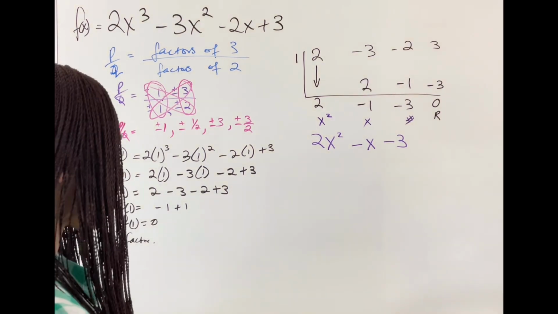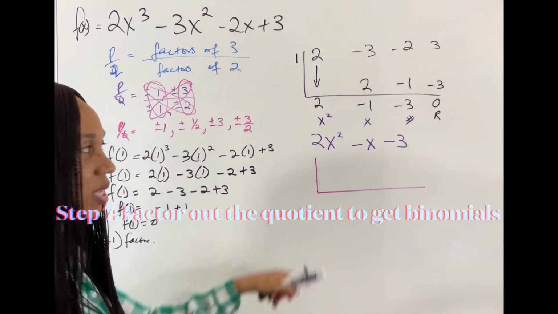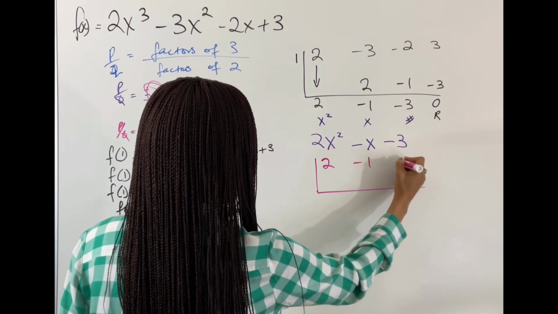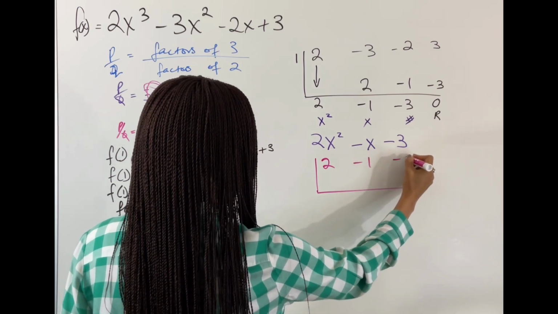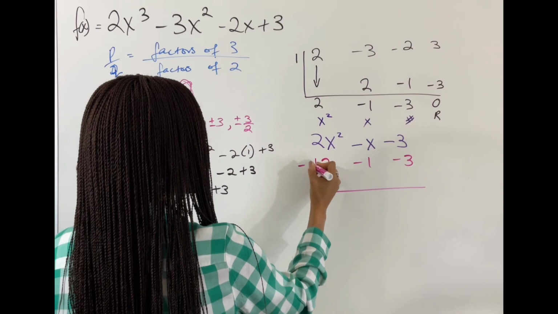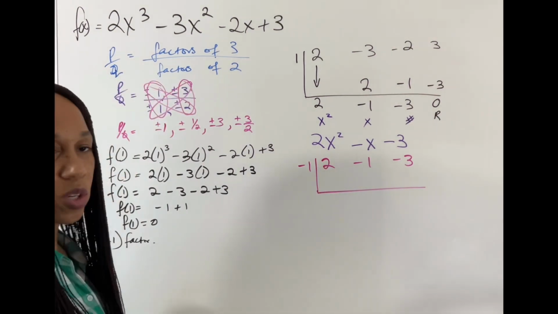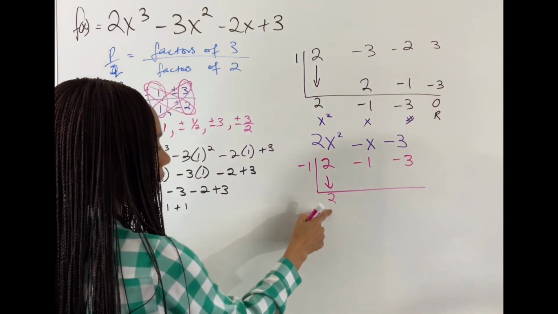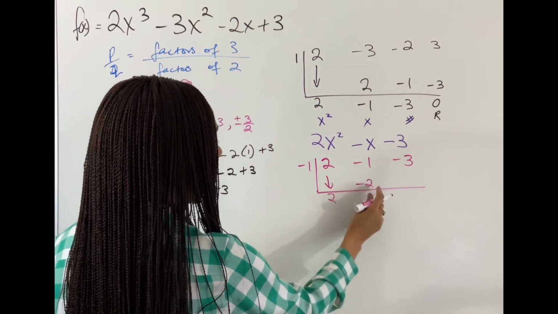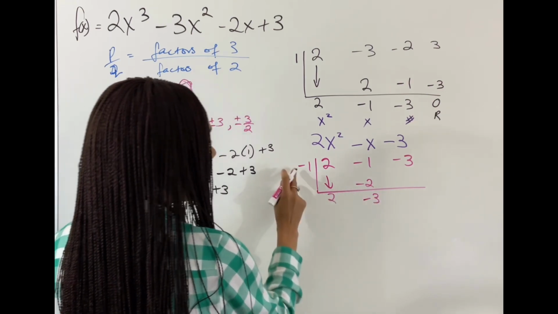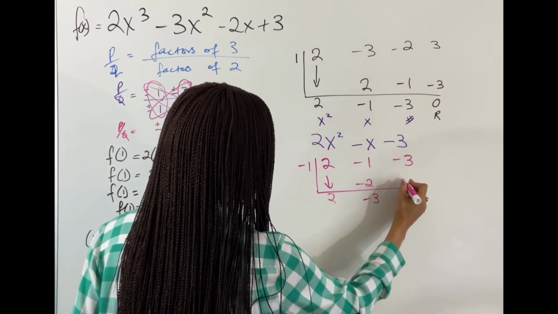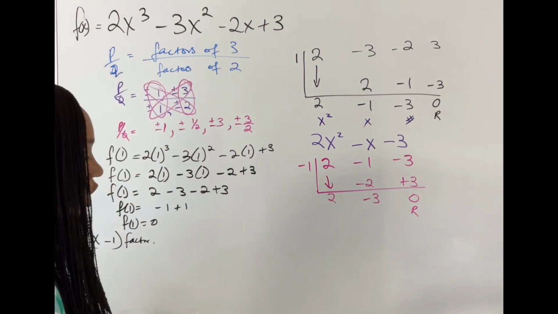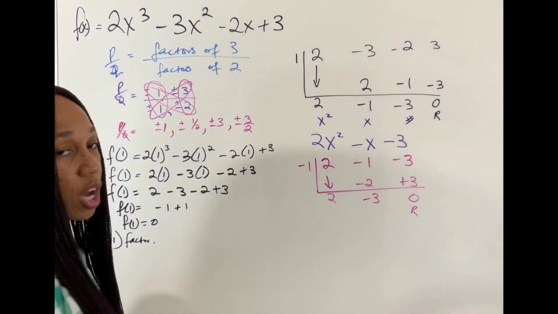Now let's go ahead and further factor this out. We can apply our synthetic division to this, and we will now have 2 right here. We'll have negative 1 and negative 3. So we are going to use negative 1. If I use negative 1 here, I can bring this down. This is going to be 2. Negative 1 times 2 is going to be negative 2. When I add these, I'm going to get negative 3. Negative 1 times negative 3 is going to be positive 3, and I end up with 0 here as my remainder. So therefore, negative 1 is another 0.